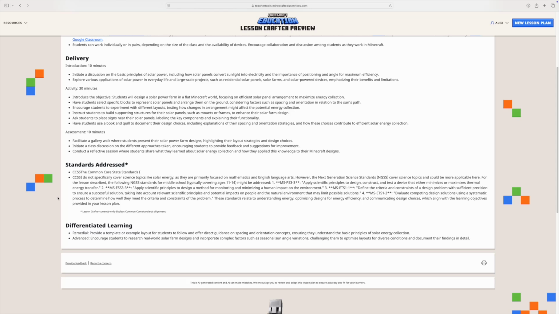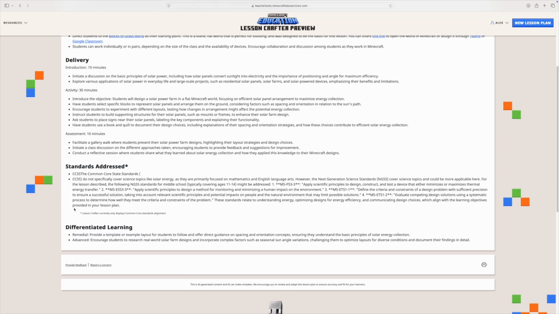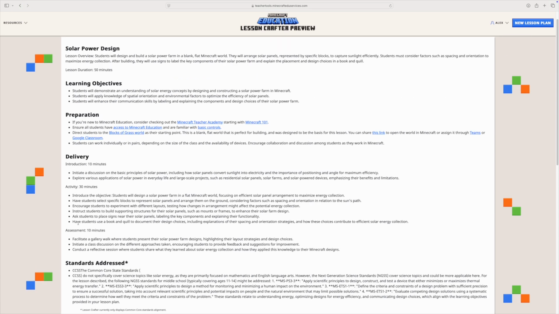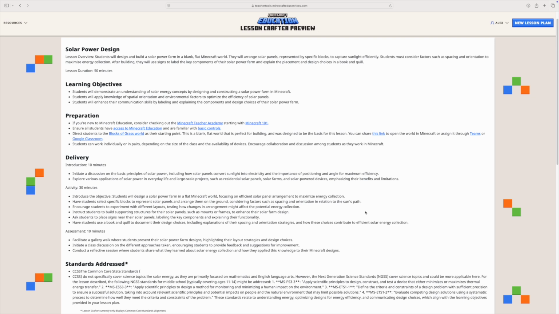A really cool feature of Lesson Crafter as well is that it also offers differentiated learning, so both for remedial exercises or for advanced students that want to go through this again. The activity in this lesson plan is taking place in really any type of Minecraft world, and students will design a solar power farm. That's a really interesting exercise. They get to experiment with arrangement along the sun's path. This could be a little bit difficult to realize within Minecraft, but it's still a really important topic to tackle.